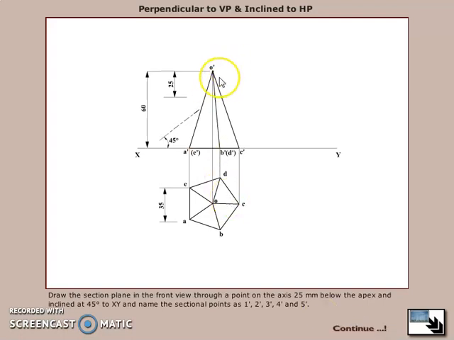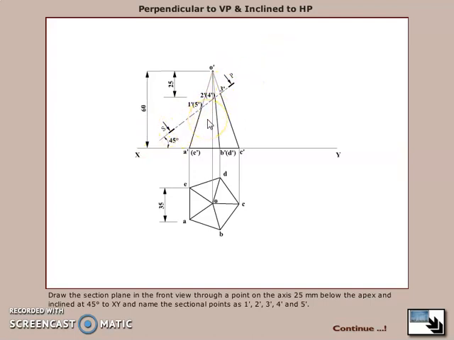Then draw the section plane. As per the condition given, the section plane passes through a point 25 millimeter below the apex. So you can locate a point on the axis, 25 millimeter below the apex, and you can initially draw a line through that point parallel to the XY line, and from that point you can draw the section plane, which is at an angle of 45 degrees to the XY line.